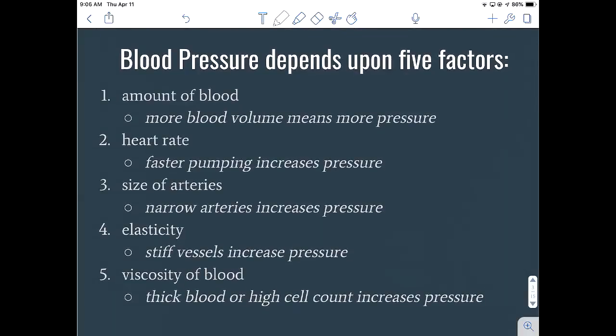So your blood pressure depends on the amount of blood, for starters. So more blood means more pressure. The heart rate, how fast your heart is pumping. The size of your arteries. So when you have narrower arteries, they'll have a little bit higher pressure. The elasticity of your vessels. So typically as we get older, or as we are exposed to various factors such as stress, we can stiffen up the tissues of the vessels, and then they can't expand or contract as easily.